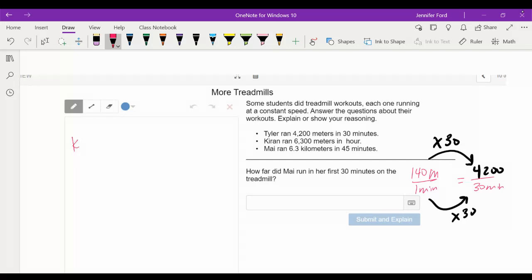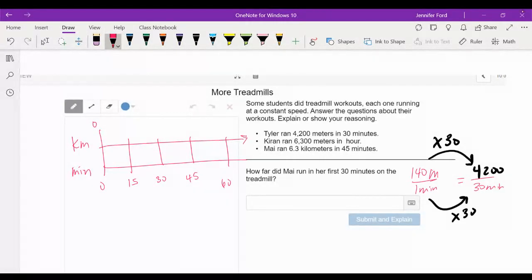I would think about a double number line, kilometers and minutes. And I know 15, that's 0 and 0. 30, 45, 60, that goes on forever. Okay. I know that in 45 minutes, I ran 6.3 kilometers. And I want to know how many kilometers she ran in 30 minutes.